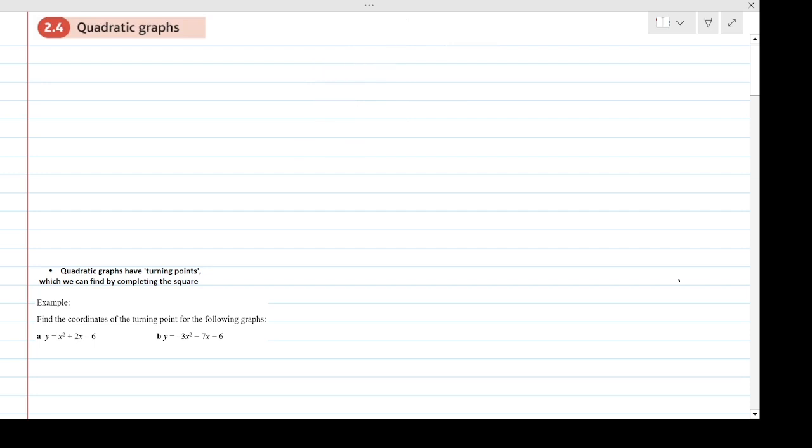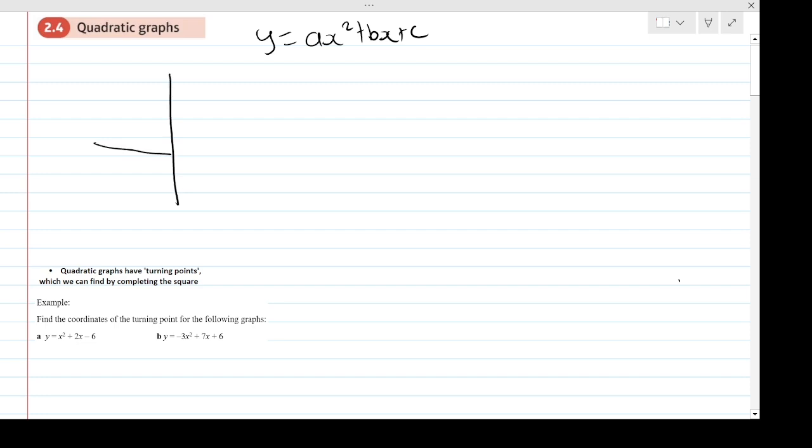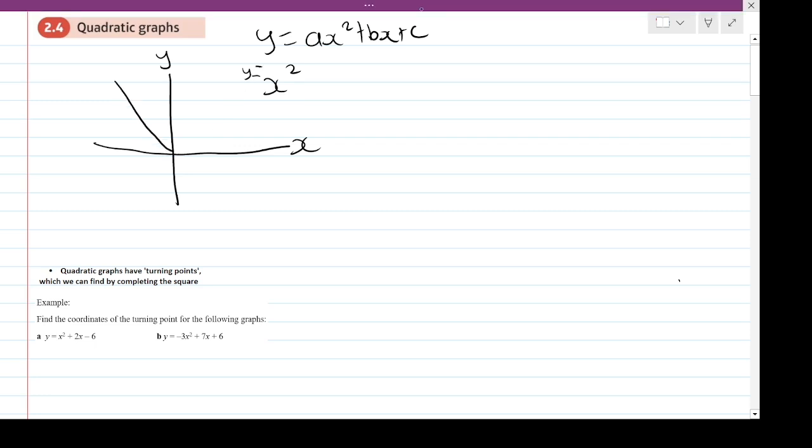But we're going to look at quadratic graphs, so graphs where y is specifically ax squared plus bx plus c. You should also remember from GCSE that a general quadratic, if we plot it on the xy axes, is going to look like this. It's going to be a sort of U shape, a smile shape. Specifically, this is the graph y is x squared.